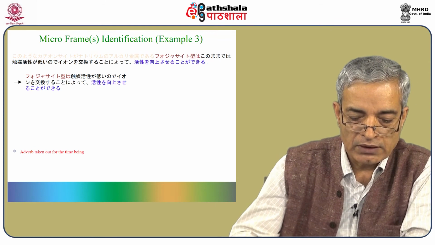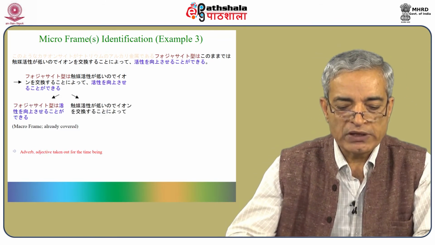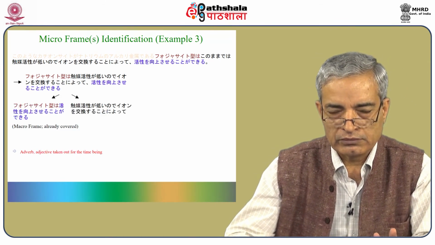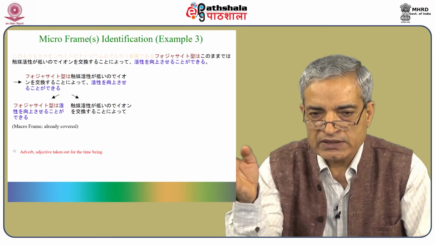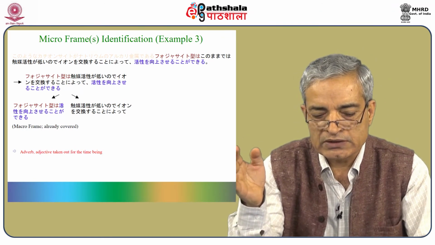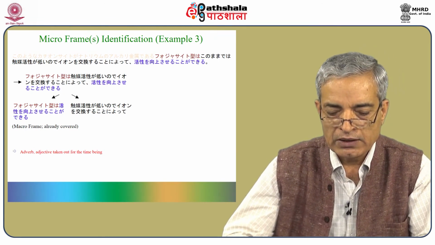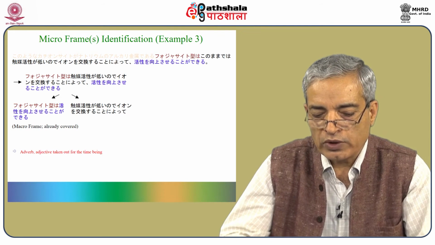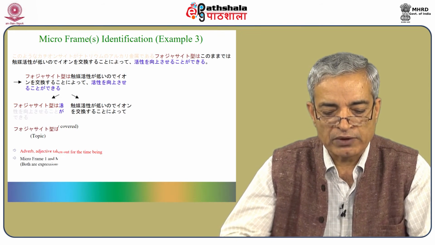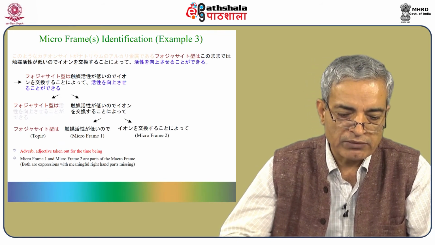Now let's see the other one. Shokubai kase ga hikui. This is also okay, but if I keep node aside, then it's not getting linked to anything. So let's keep node also with this. So shokubai kase ga hikui node is one micro frame. Ion o koukan suru koto ni yotte is the second micro frame. This is almost the same as the previous case.